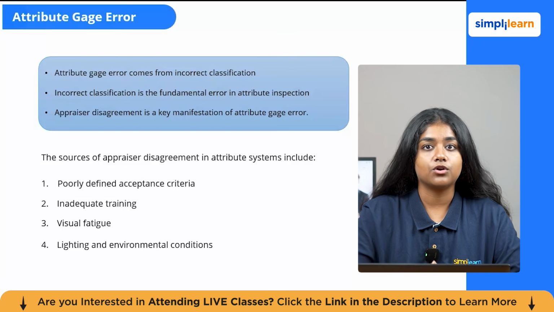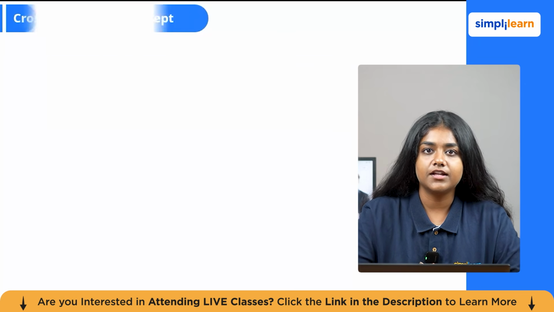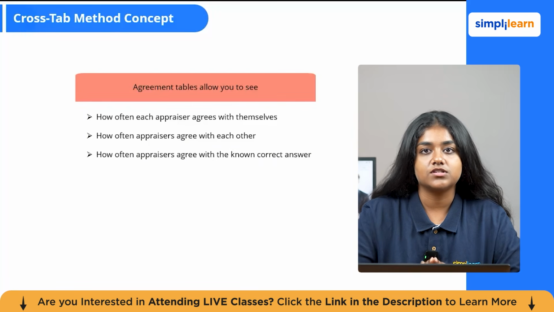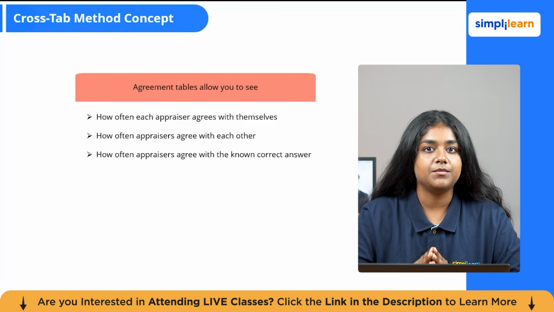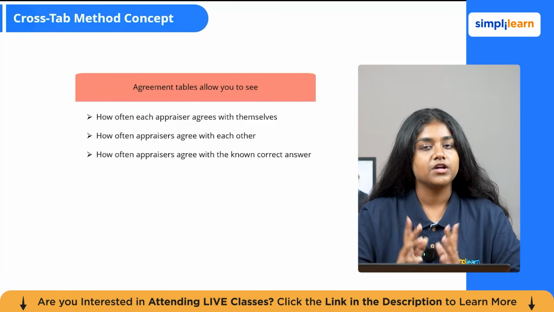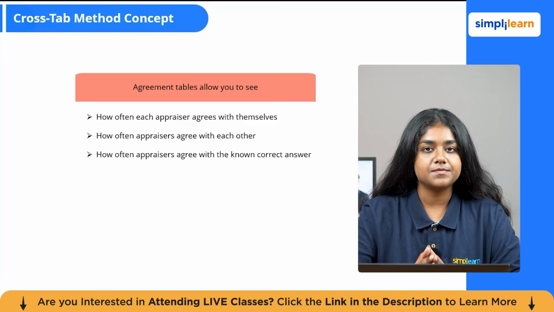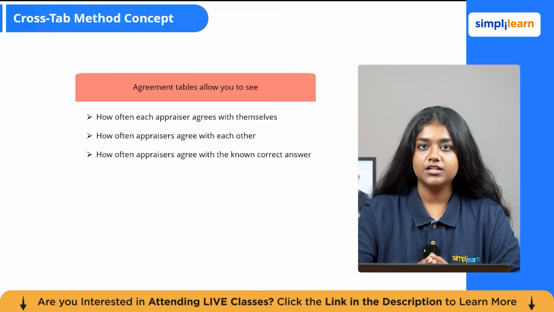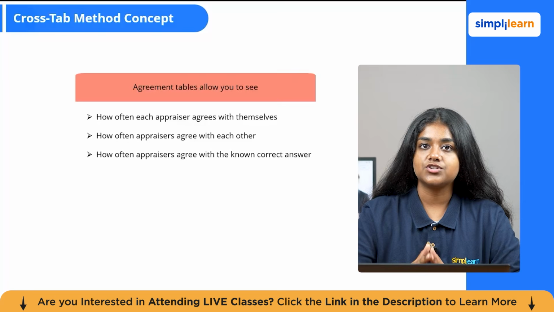Now let's look into the cross-tab method concept. The primary analytical tool for attribute gauge studies is the cross-tabulation method. It's also called the agreement table or confusion matrix approach. So here's how it works. Each appraiser inspects each part multiple times, typically 2 or 3 times, and then classifications are recorded.